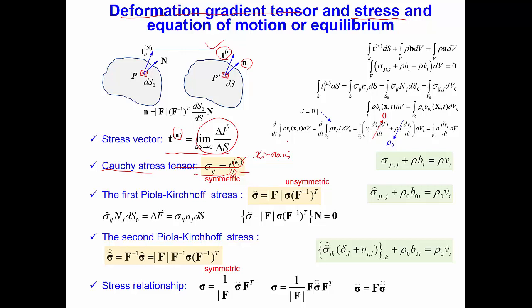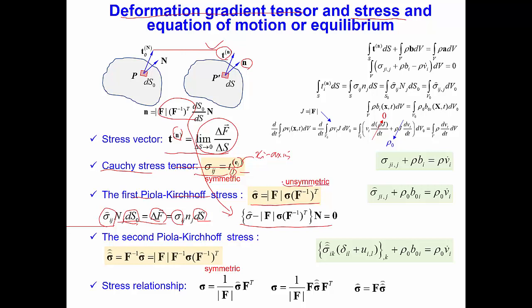Now, let's define the first Piola-Kirchhoff stress from the requirement that the resulting force exerting on an areal element in the spatial coordinate system by Cauchy stress should be the same as that in the material coordinate system by the first Piola-Kirchhoff stress tensor. Applying this equation, we can derive the relationship between the Cauchy stress tensor and the first Piola-Kirchhoff stress tensor.